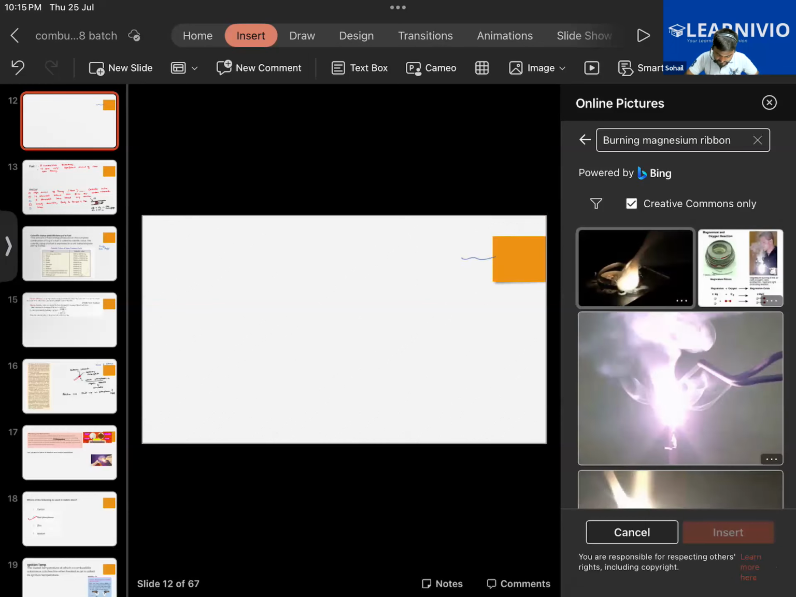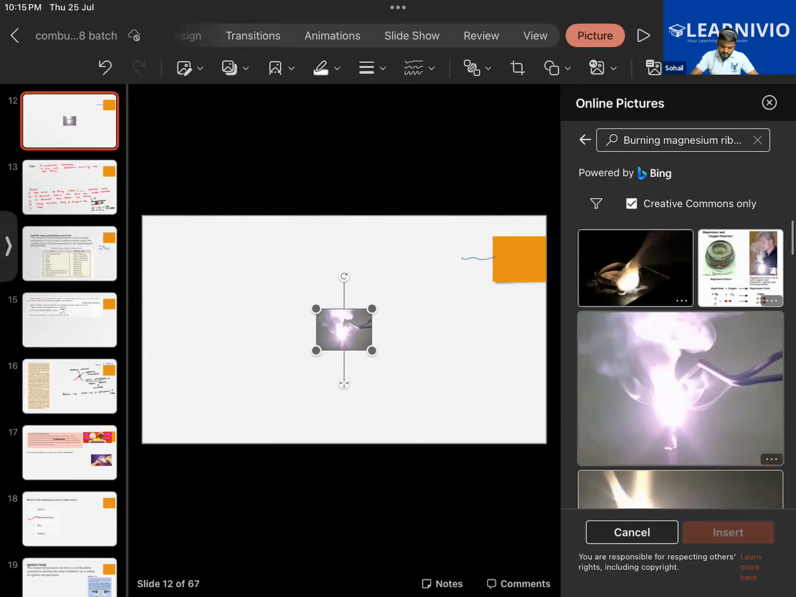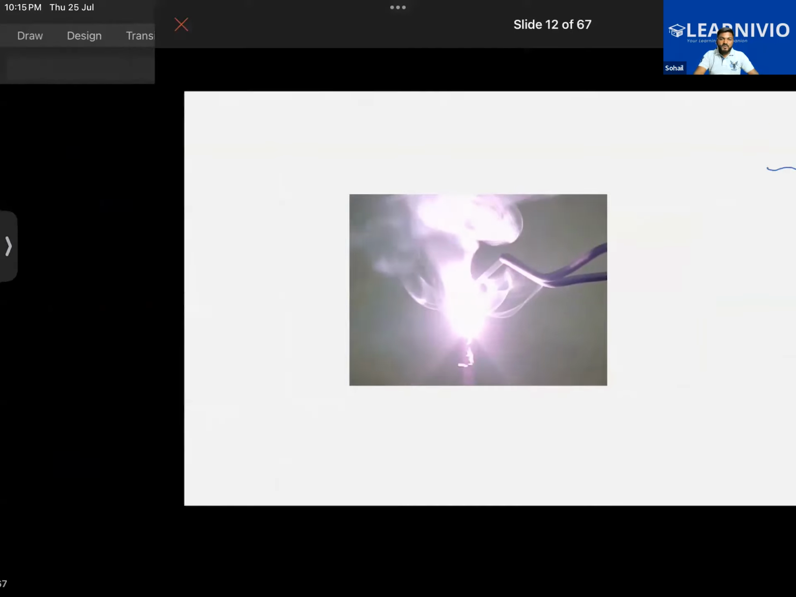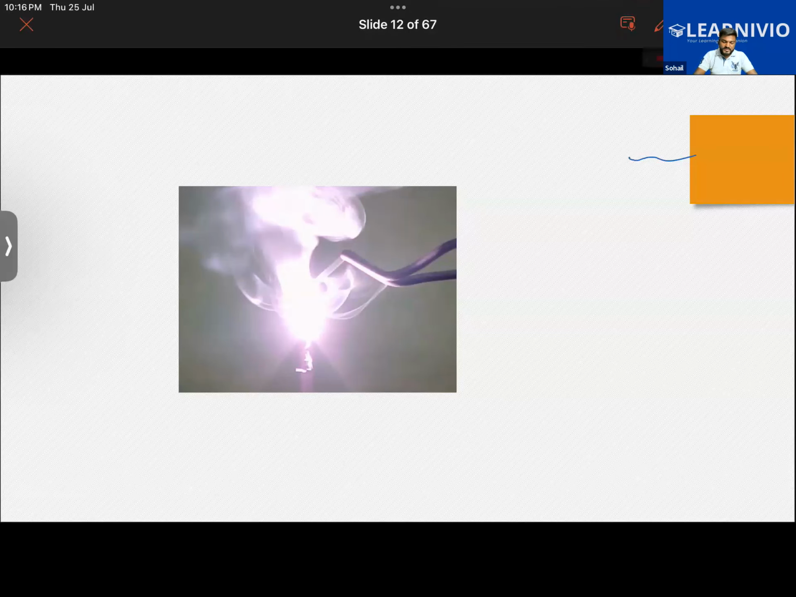Have a look at this. This is a burning magnesium ribbon. Magnesium is being heated, and as it is heated, it reacts with the oxygen in the air. The special thing about this reaction is that it's a highly luminous reaction.